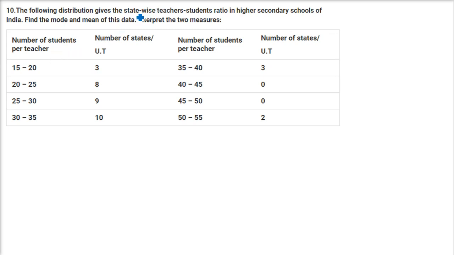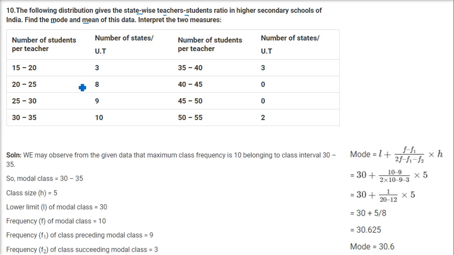The question is: the distribution is given. This gives the state-wise teacher-student ratio in higher secondary schools of India. Find the mode and mean of this data and interpret the two measures. So what do we do? First of all, let us find out the mode. For mode, we have to see which is the highest frequency, which is in this column.